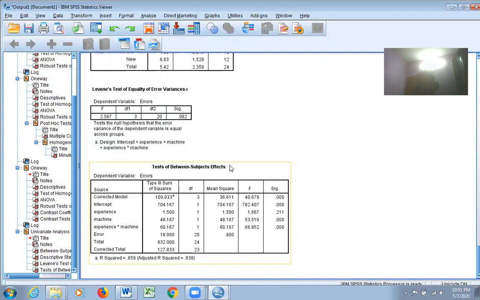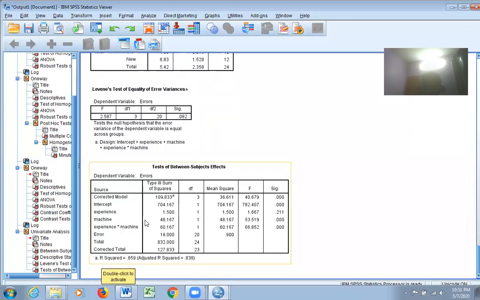Tests of Between-Subjects Effects, the table which tells you the results of two-way ANOVA. You can see here the corrected model, sum of squares, which tells you the total variance. And here you can see three rows which are very important for us to interpret this data: experience, machine, and experience and machine taken together. Let us see now. If you take experience, the p-value is 0.211, which is more than the significance level of 0.05. So the independent variable experience does not have a significant impact on the errors committed by the employees.